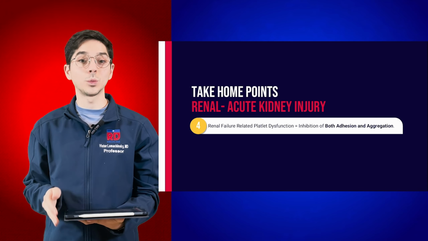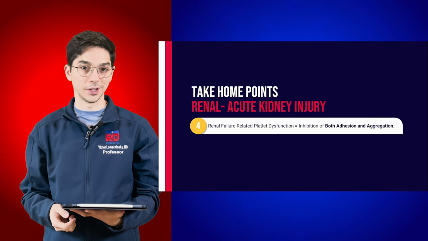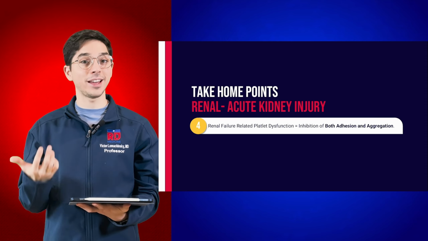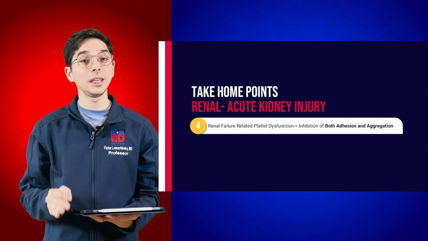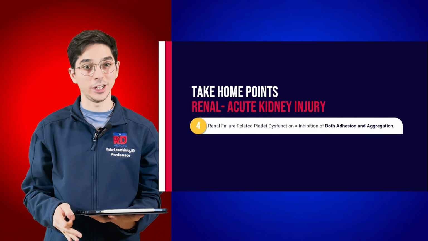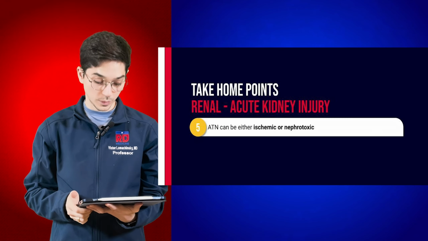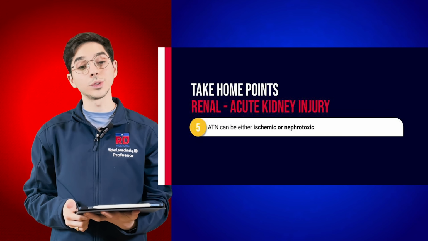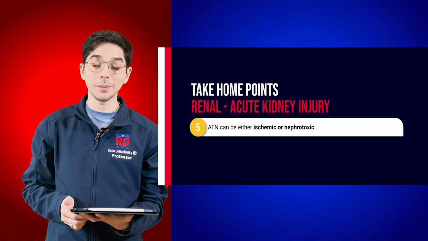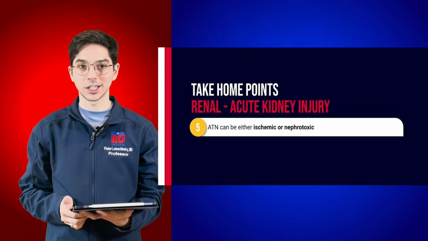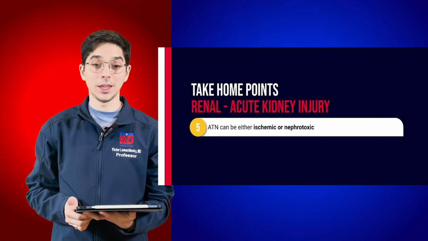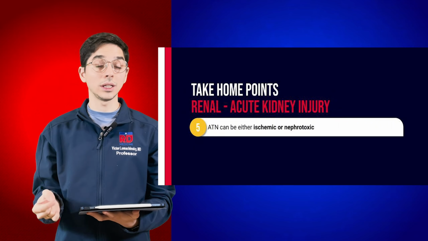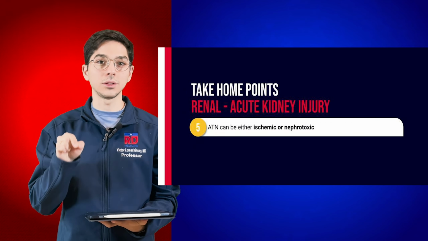Number 4, in renal failure related platelet dysfunction, what happens is an inhibition of both adhesion and aggregation. This is the key hallmark of pathophysiology in renal platelet dysfunction. Number 5, ATN, or acute tubular necrosis, can happen due to both ischemic and nephrotoxic causes, meaning you can either have low flow leading to ischemia and then necrosis, or you can introduce a toxin that will lead to necrosis directly.